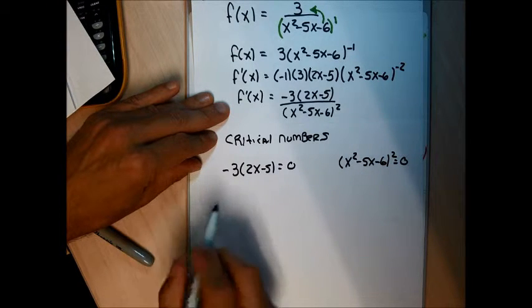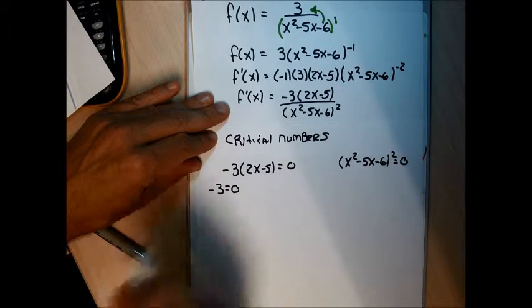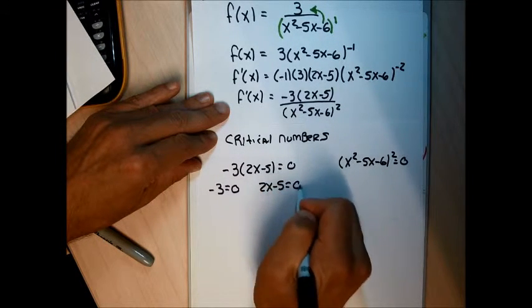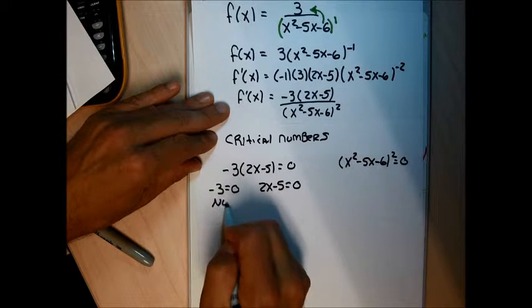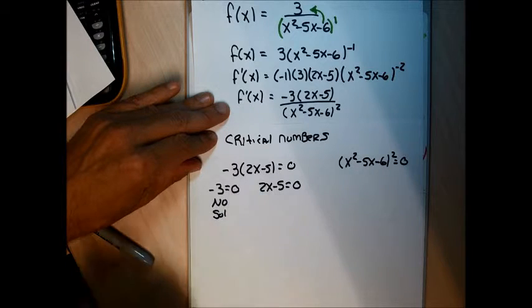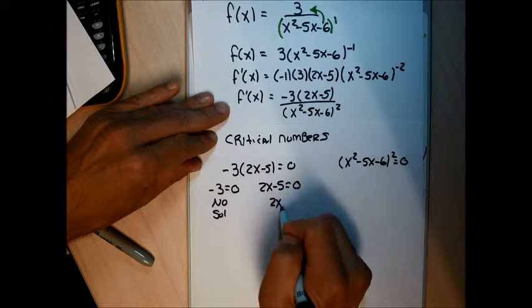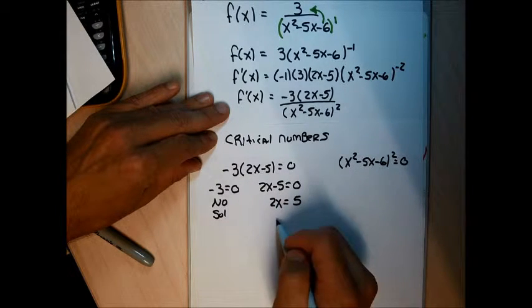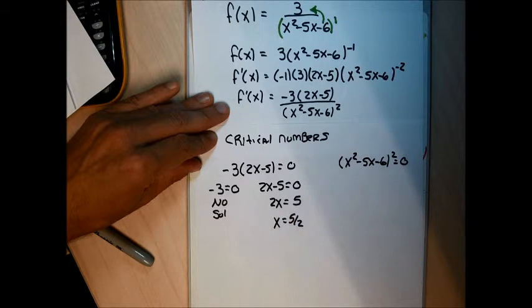For the numerator, it's factored, so I split the factors up and set them separately equal to 0. I get negative 3 equal to 0, and 2x minus 5 equal to 0. The negative 3 equal to 0 doesn't have an x, so it doesn't give a solution, doesn't give a critical number. For the 2x minus 5 equal to 0, I'll add 5 to both sides and get 2x equal to 5. Divide both sides by 2 and get the critical number of x equal to 5 halves. So that's one critical number.